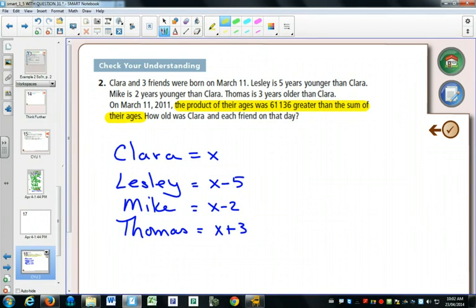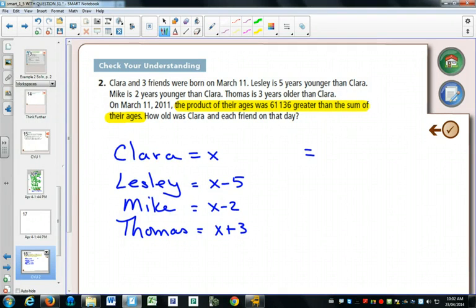So what is highlighted in yellow is telling us the information so that we can do a comparison and make an equation. The product of their ages was 61,136 greater than the sum of their ages. So before I put in all the variables, I'm going to start by using P for product and S for sum, just to set up the relationship.